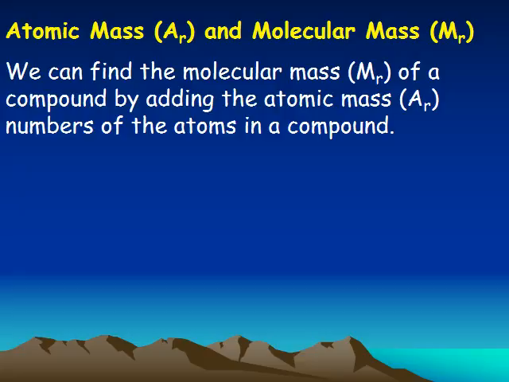So we can use the atomic mass and the periodic table to find the molecular mass of molecules. And this is simply done by adding the atomic masses of all the numbers of atoms in a compound, which we're going to do an example of in the next slide.